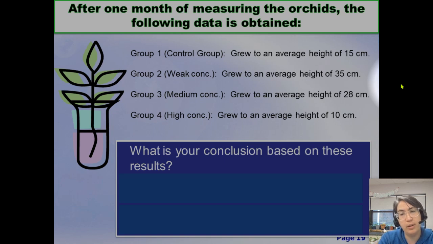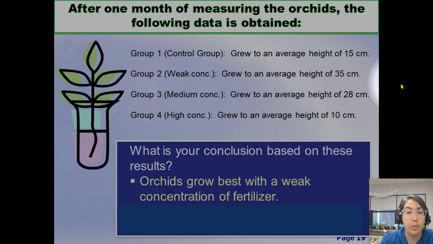So let's think about our conclusion based on these results. So we still learned something and we can still talk about what we learned. So our conclusion would be that orchids grow best with a weak concentration of fertilizer. So if we look at our data, 35 centimeters was the largest amount of growth.